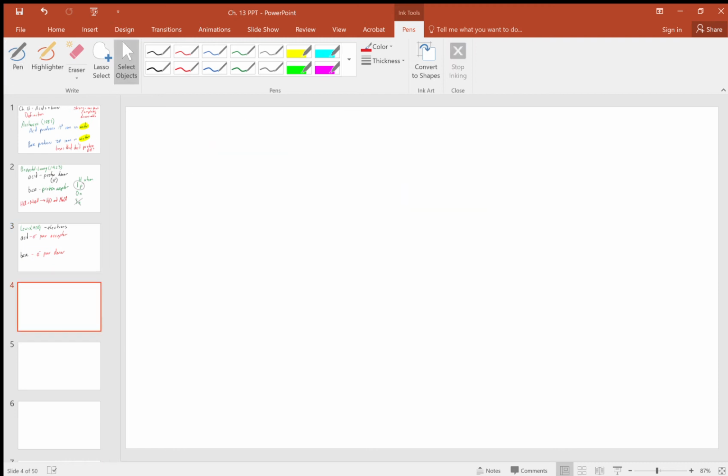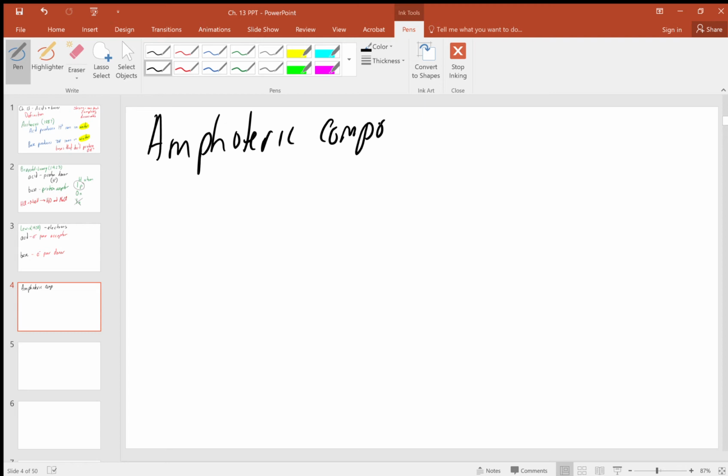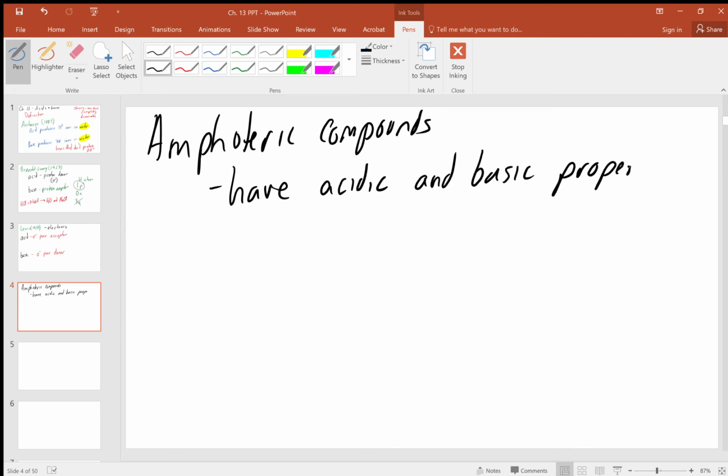Now, we also have compounds that fall into a category known as amphoteric compounds. These are compounds that have acidic and basic properties. In other words, under the right setting, they can be an acid, but under a completely different reaction environment, they can function as bases.